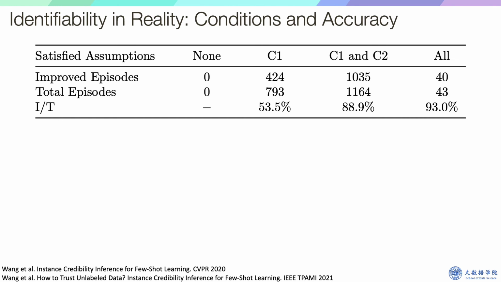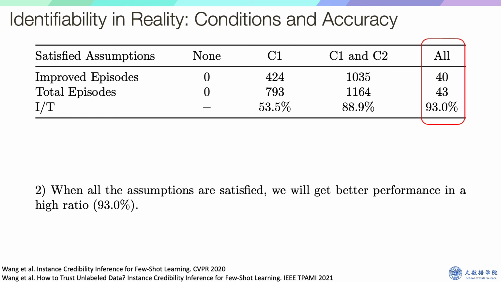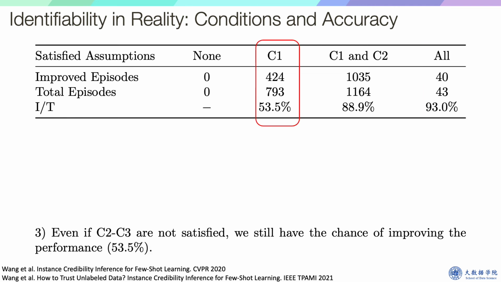Here we check whether our theory and empirical results match. In more than half of the experiments, the assumptions C1 and C2 are satisfied. This is a key to the success of ICI. Most of them will achieve better performance after self-taught learning with ICI. When all the assumptions are satisfied, we will get better performance at a high ratio. Even if C2 and C3 are not satisfied, we still have a chance of improving performance.